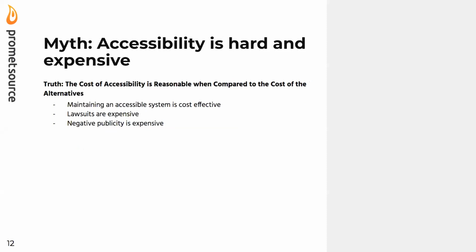Myth: accessibility is hard and expensive. The truth is, the cost of accessibility is reasonable when compared to the cost of the alternatives. As I mentioned, lawsuits are expensive. Maintaining an accessible system is cost effective. Negative publicity is expensive.